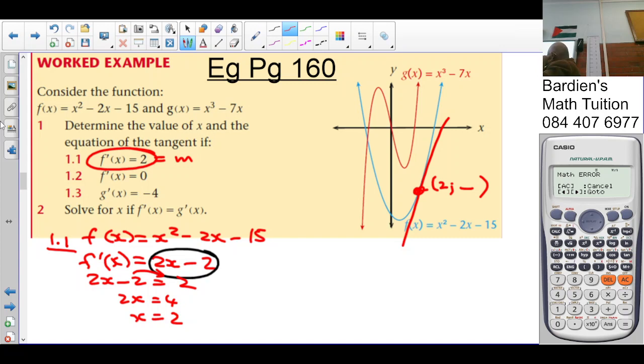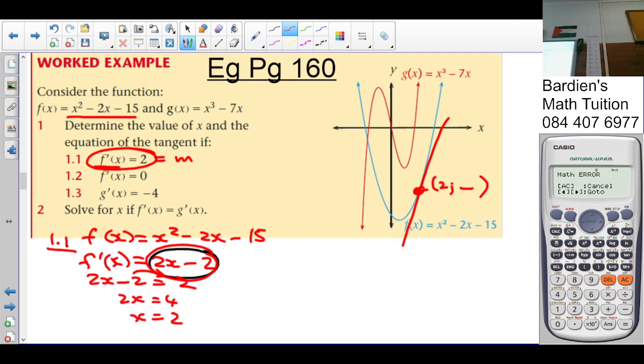Okay, so let's look at it again. If f prime x is equal to 2, that means the gradient is equal to 2. But f prime x is your first derivative. We worked out the first derivative, and we set that equal to 2. So this is our general gradient anywhere along the curve. By setting the general gradient equal to the gradient, I get the x value at which that occurs, which is x is equal to 2.